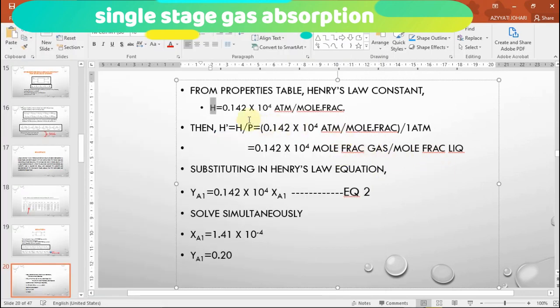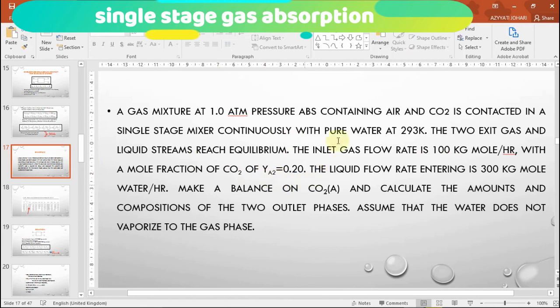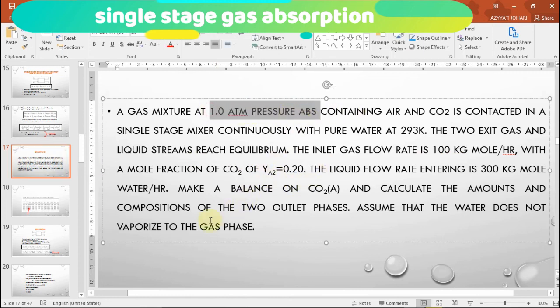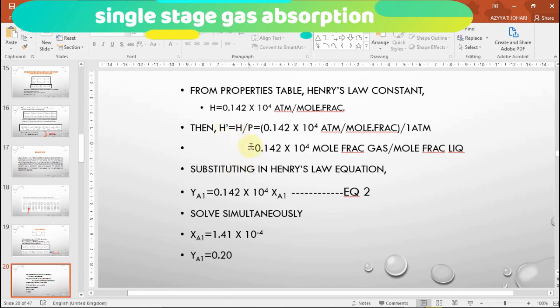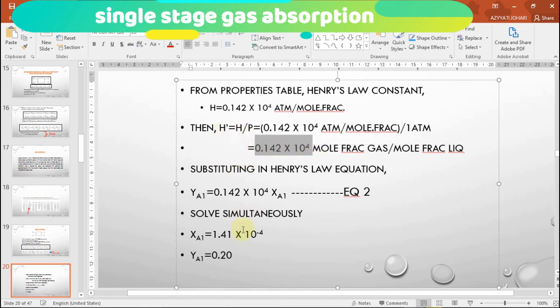So according to this solution, H prime equals H over P. This is your value for H, which you get from the table, and you divide by the total pressure. The total pressure given in the question is 1 atm, so supposedly you will get the same answer. But if the total pressure is not 1 atm, like 2 or 3, this value will be different. By right, from this example, they give you a total pressure of 1 atm, so there should be no problem. The value will be similar to the Henry's law value. So your value for H prime would be 0.142 multiplied with 10 to the power of 4.